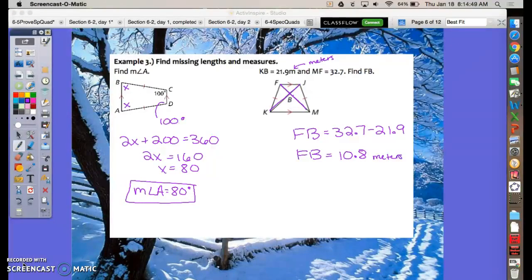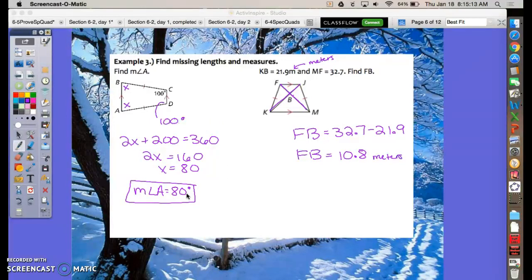Okay, so let's talk through these. In both of these pictures here, I'm given isosceles trapezoids. Make sure you see the markings. You've got one pair of parallel sides, and then the other non-parallel sides are congruent to each other. So it's an isosceles trapezoid. So I know the base angles are congruent, and I know that this is a quadrilateral, so all the angles add up to 360. That's how I can get that the measure of angle A is 80 degrees.